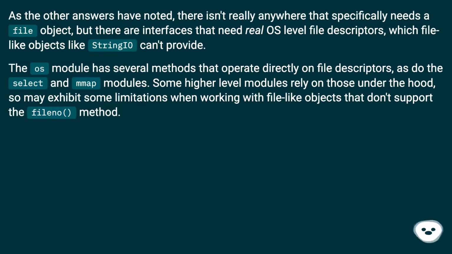As the other answers have noted, there isn't really anywhere that specifically needs a file object, but there are interfaces that need real OS-level file descriptors, which file-like objects like StringIO can't provide. The os module has several methods that operate directly on file descriptors, as do the select and mmap modules. Some higher-level modules rely on those under the hood, so may exhibit some limitations when working with file-like objects that don't support the fileno method.